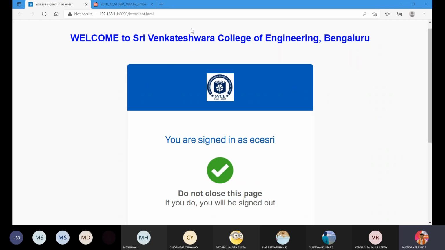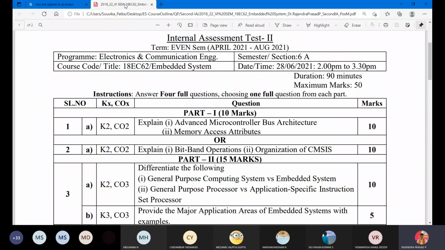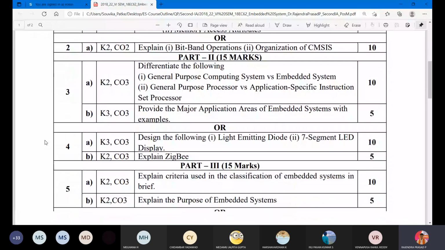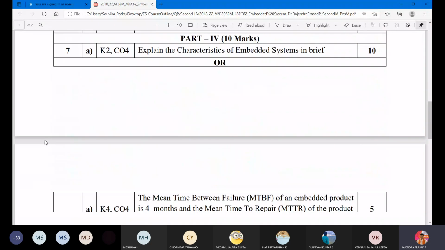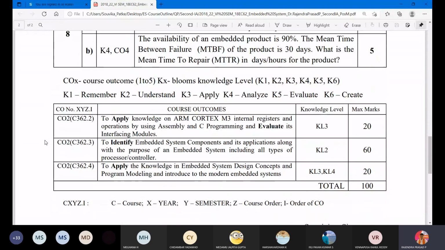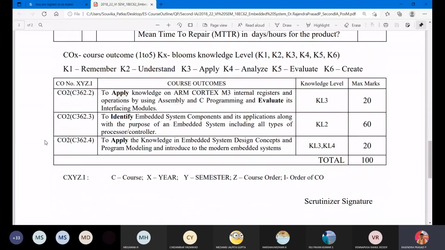So course outcome 2, course outcome 3 and course outcome 4. These are the three outcomes defined in this topic. So course outcome 2 was for question numbers 1 and 2. Course outcome 3 was 3, 4, 5, 6 and course outcome 4 was 7 and 8. So marks allotted for these will be how many? 20, 60, 20, total of 100.